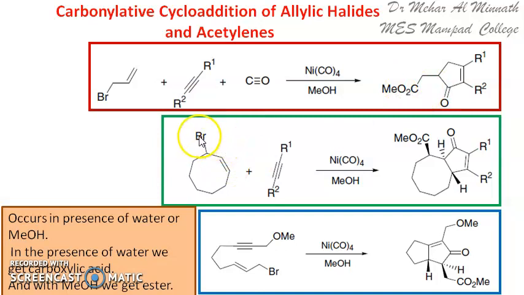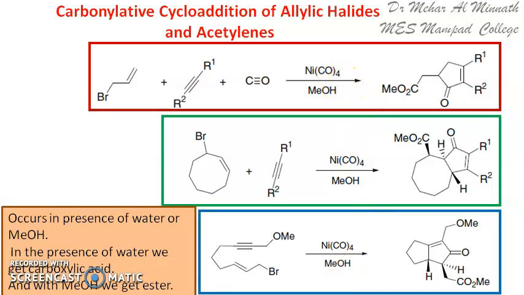Here you can see this Br is replaced by COOMe. Here also the Br is replaced by COOMe. If it was water over here, you get COOH. That's the difference when you use water or MeOH. So for exams or competitive exams, you must be careful what the solvent or the reagent is here.